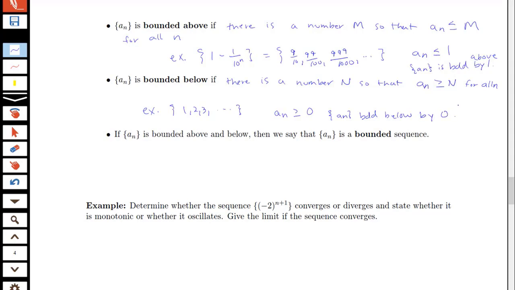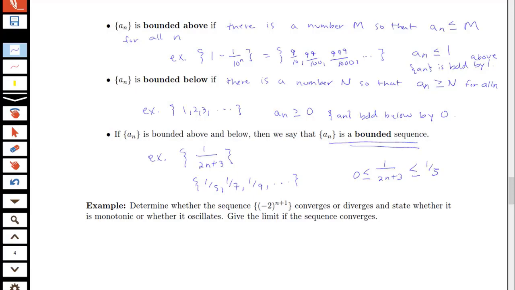If a sequence is bounded both above and below, we say that the sequence is a bounded sequence. That's a nice property for a sequence to have. As an example, if I had the sequence 1 over 2n plus 3, the terms of this sequence look like 1/5, 1/7, 1/9, etc. We see that this particular sequence will always be positive, so it's certainly bounded below by 0, and it will be less than or equal to 1/5.